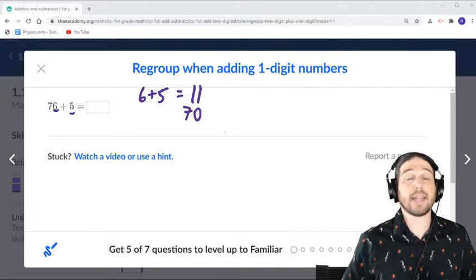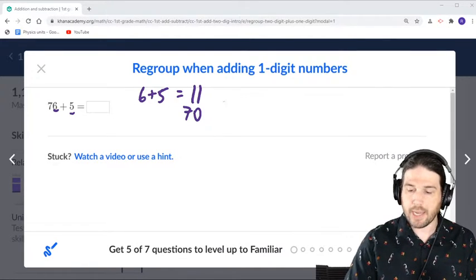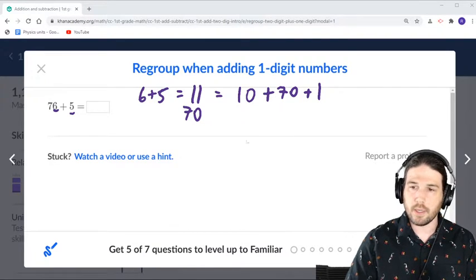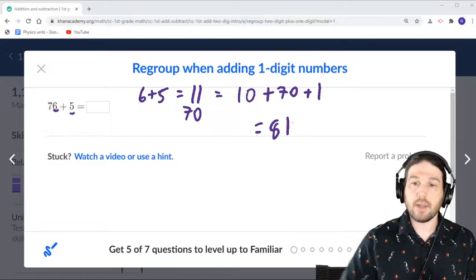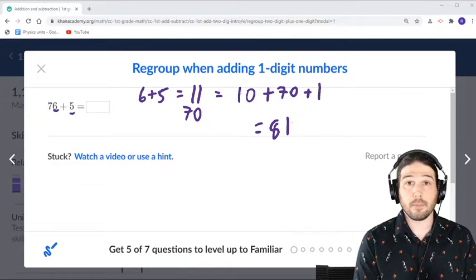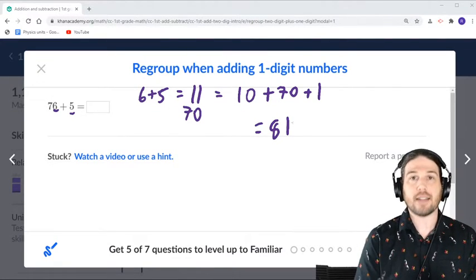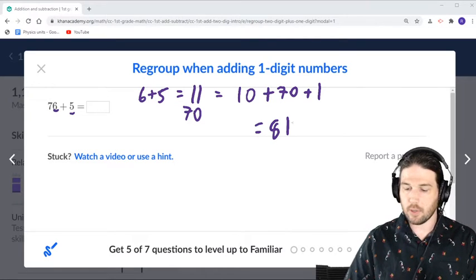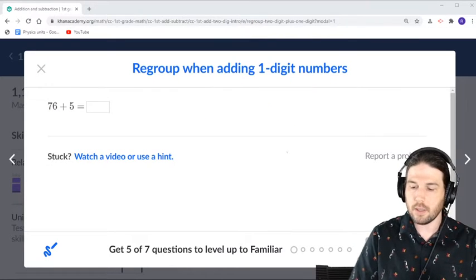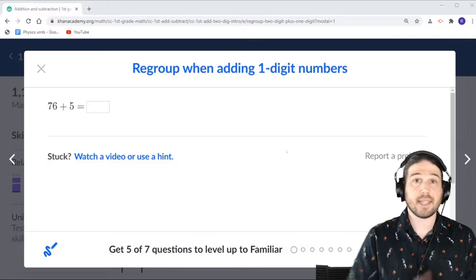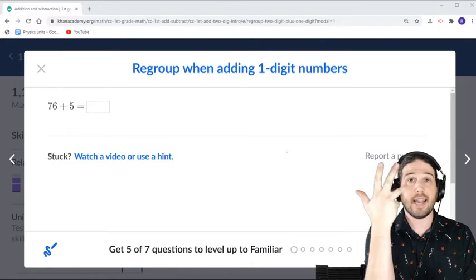So the way Khan Academy has been setting this up, I end up with 10 plus 70 plus 1, which gives me 81. However, that is only one valid way of doing this problem. Okay, yes, the answer is 81. But we could have also gone 76, 77, 78, 79, 80, 81.